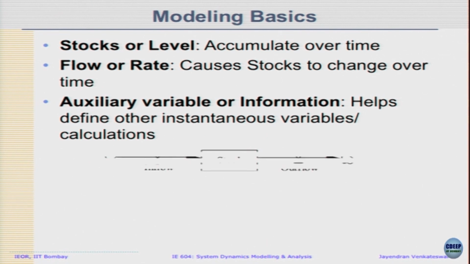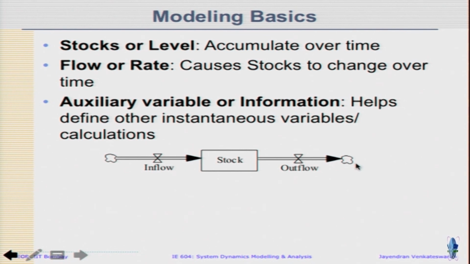If you want a visual representation of them, we can look at it like this, where the rectangle you see is called a stock. So, all stocks are represented as rectangles, and the thick arrow with a valve you see is the inflow. I mean, the direction of the arrow represents inflow to the stock, and the direction of the arrow can represent the outflow of the stock. At the end of it, you see kind of a cloud. This represents an infinite sink and an infinite source.